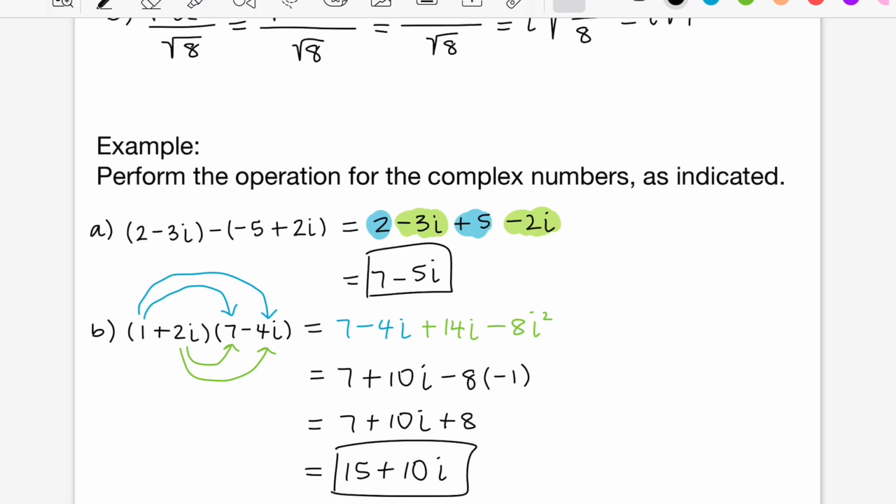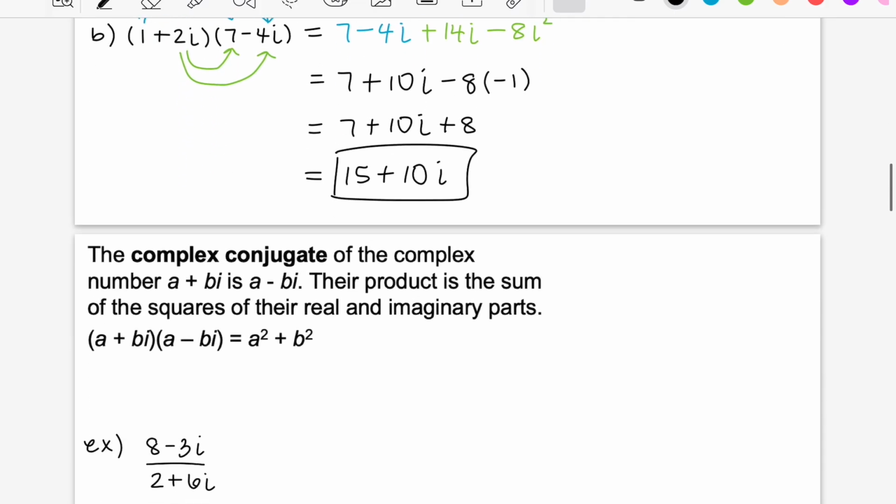All right. Now, when dividing complex numbers, we want to eliminate the imaginary part of the denominator. So for example, this here, so that our result is in standard form, the standard form of our complex numbers, which was a plus bi. And we can do this by multiplying by what's called the complex conjugate. So the complex conjugate of the complex number a plus bi is going to be a minus bi. And their product is going to be the sum of the squares of their real and imaginary parts.